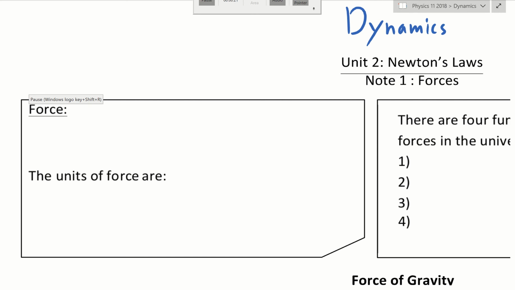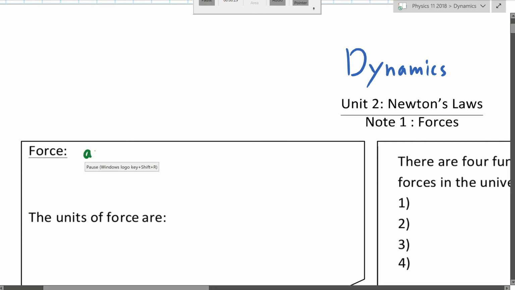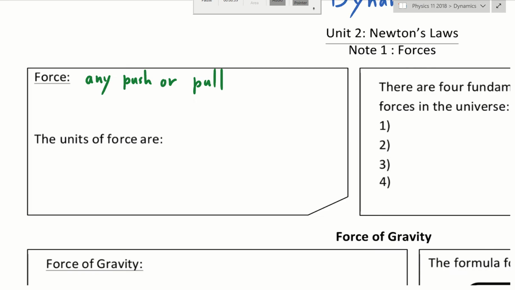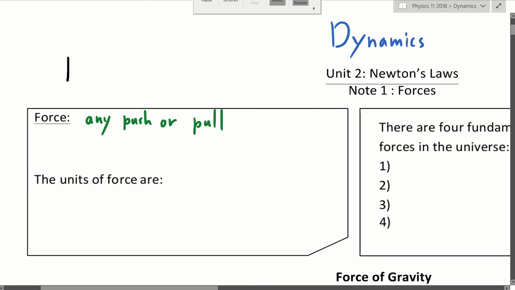So what is a force? The simplest way to explain this is that a force is any push or pull. So if you push or pull something, then there's a force. Whenever you push something or pull something, you need to use a force to do it.